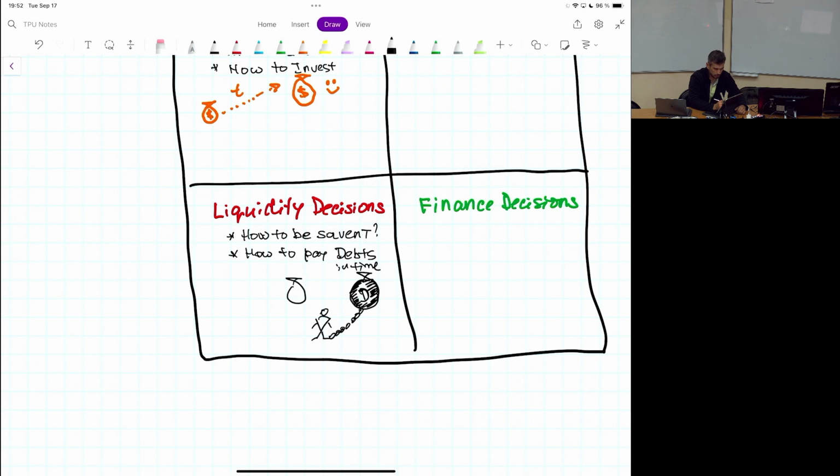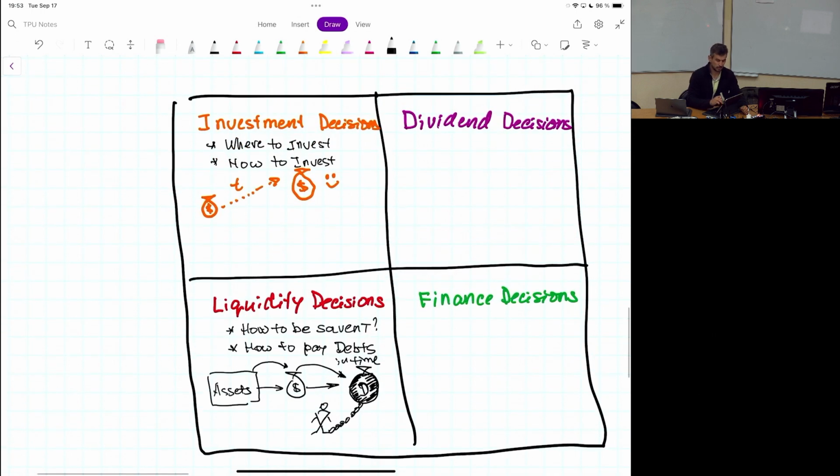In order to cover debts, you need to have money. Where do you take money from? You generate money from your assets. You use your assets to generate profits or inflows to cover debts. So liquidity decisions are about how to be solvent by transferring your assets into cash in order to meet your obligations. If you do it in time, if you do it wisely, you are solvent. If you make mistakes, you're insolvent.